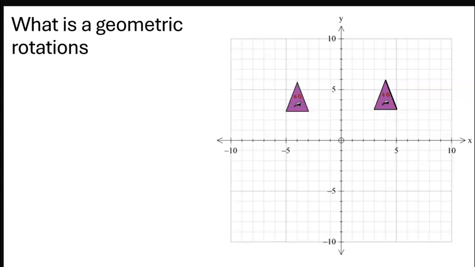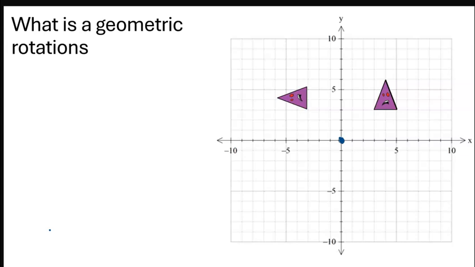A rotation is moving an object around a point, and in this case we're going to use the origin and rotate around the origin. But not only does it slide like a translation, it also changes orientation. The reason the orientation changed is because we're not sliding in a straight line. What we're actually doing is creating a circle around that point.